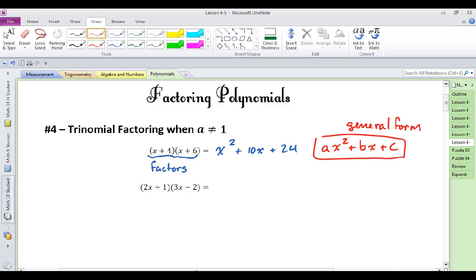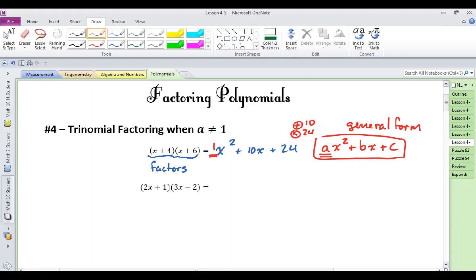Alright. Now you will notice that in general form, a is the coefficient that is with x, yeah? What is a over here? 1. And you guys already know how to factor this, right? You find the numbers that multiply to 24 and add to 10. Everybody knows how to do that already, yeah?